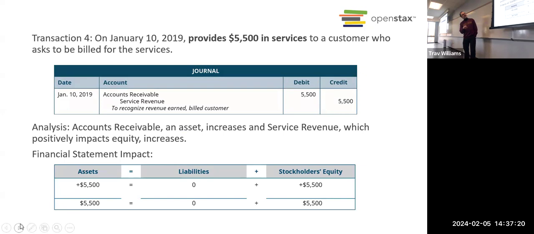Here, the company did some work, but it hasn't been paid yet. So they have an account receivable. We know that is an asset, right? And revenue is not part of deal, so it increases on the credit side. So this is the account receivable, increasing assets, and the revenue increasing equity.